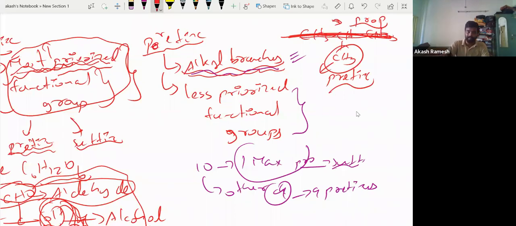And the second thing we already discussed: the less prioritized functional group will also come into the prefix part, because the most prioritized one will go to the suffix, the last part, right?